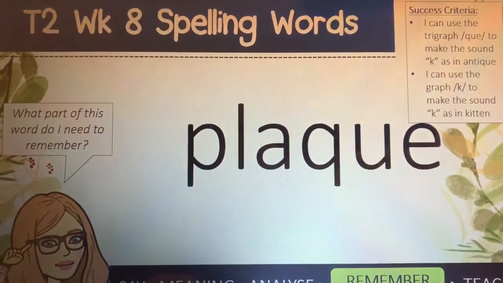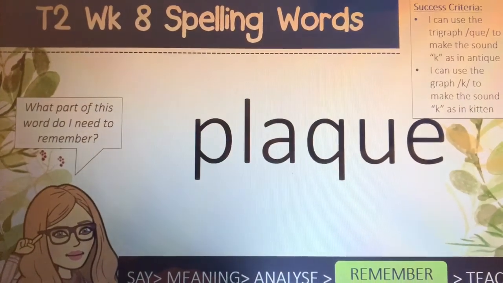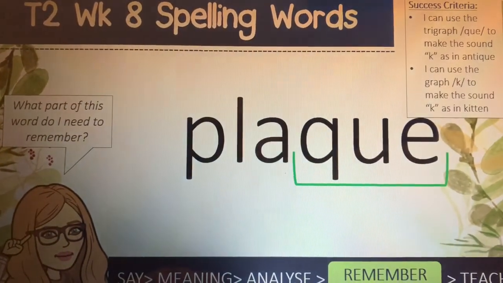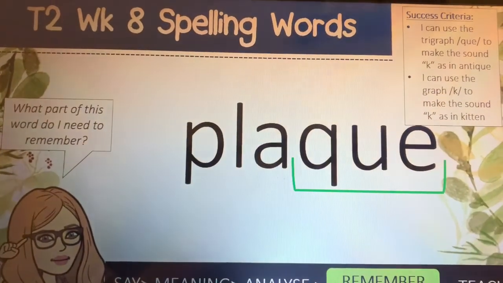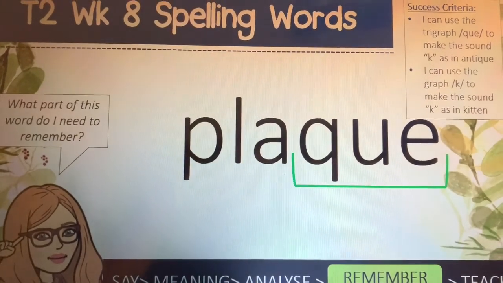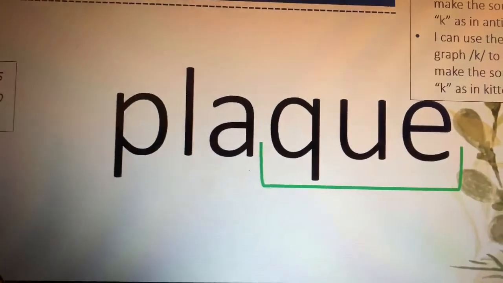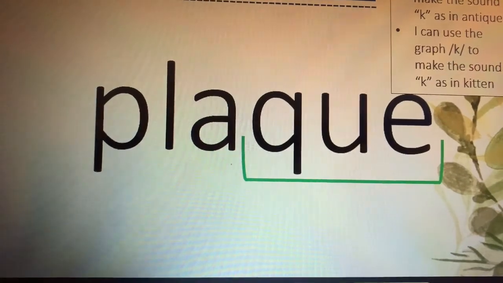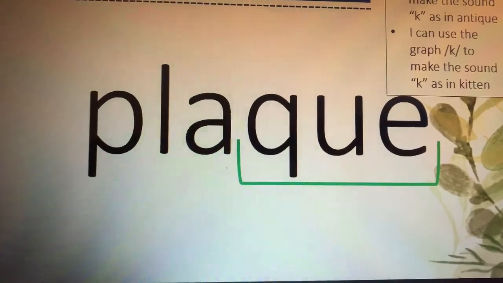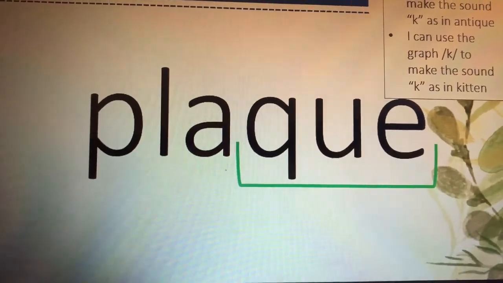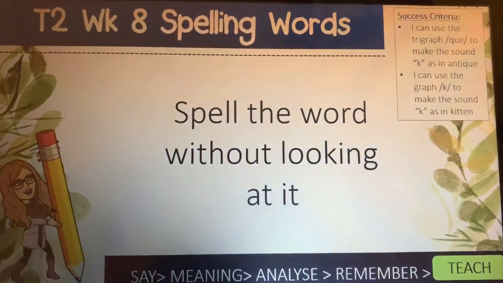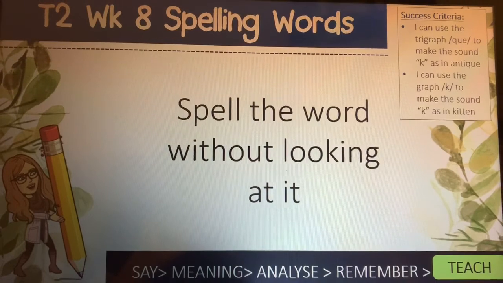What part of the word plaque do you think that we need to remember? If you said the trigraph QUE, you would be correct. Remember to use the correct terminology. We are not just remembering the letters QUE, we are actually remembering that QUE together make a trigraph because they are making one sound, which is K. So we are remembering the trigraph QUE, which makes the K sound in plaque. Okay, pause the video and have a turn at spelling the word without looking at it.